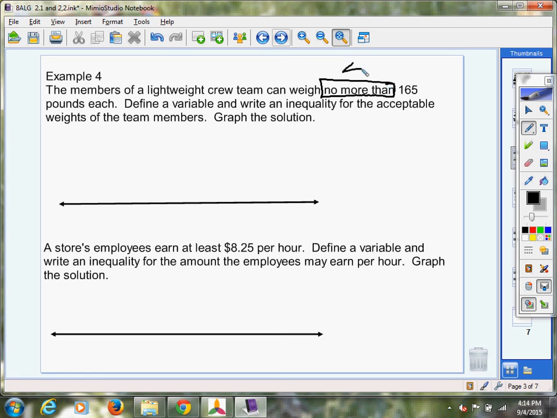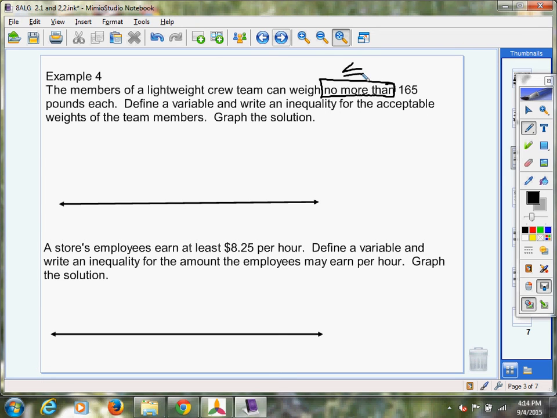We can be equal to 165 or we can be less than 165, but we can't go over 165. So anytime you see the words no more than, think less than or equal to. Always. There won't be a time when it won't be that. Less than or equal to means no more than. All right, we're going to define a variable and we're going to write an inequality for the acceptable weights of the team members and we're going to graph it.